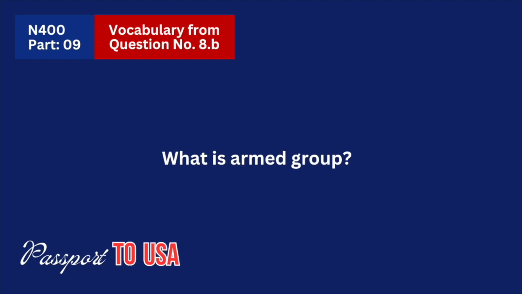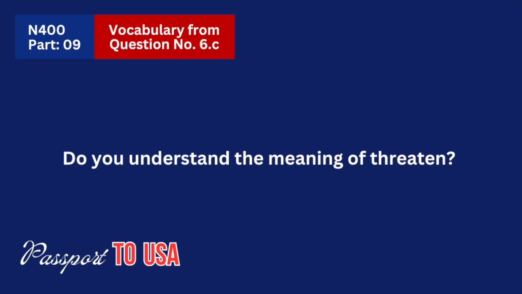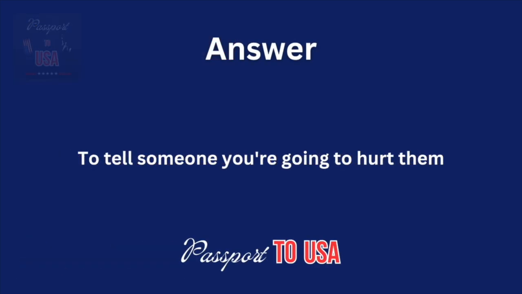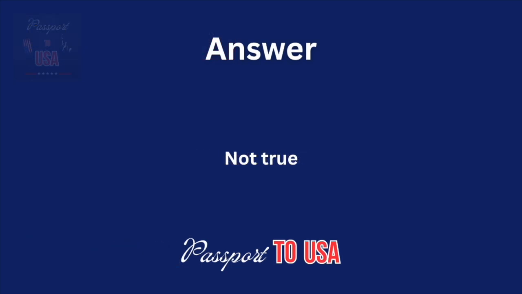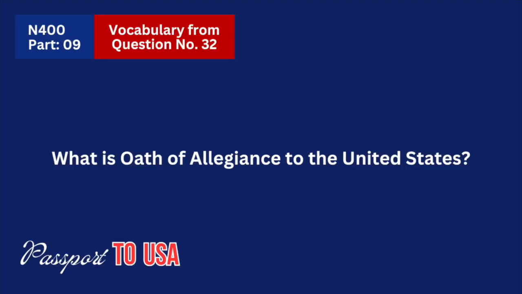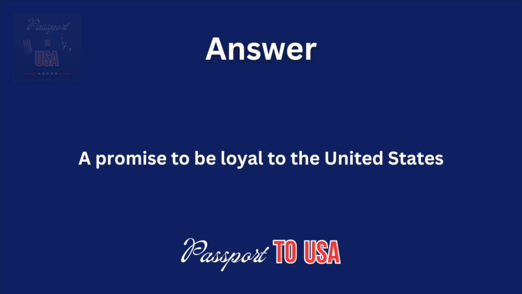What is armed group? A group that carries weapons. Do you understand the meaning of threaten? To tell someone you're going to hurt them. What is false? Not true. What is oath of allegiance to the United States? A promise to be loyal to the United States.